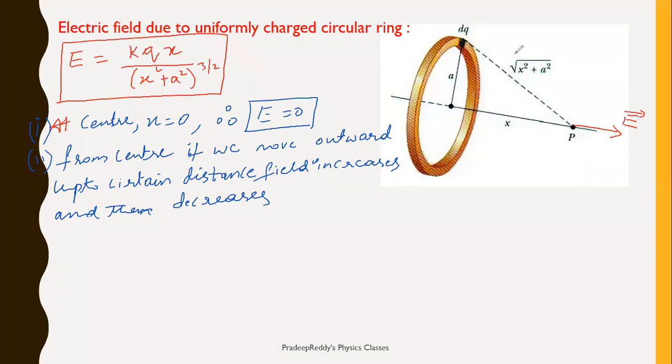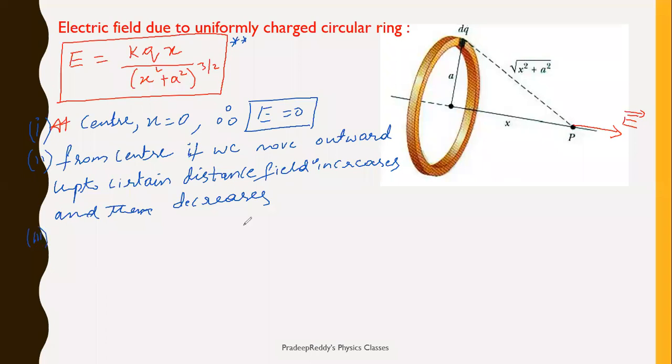Students, in the previous lecture, we have learnt the electric field due to a uniformly charged ring. This was discussed in the previous session. We also learnt that at the center the electric field is 0, and that if you move outward up to a certain distance, the field increases, and beyond that the field decreases. Now let us learn up to where the field value goes on increasing and from where it starts to decrease.